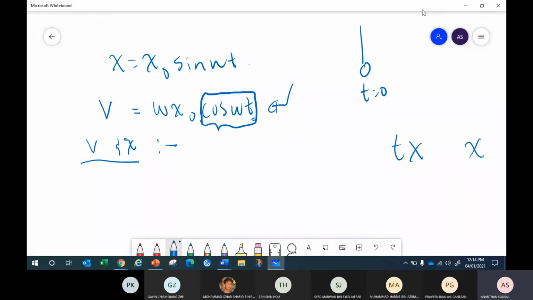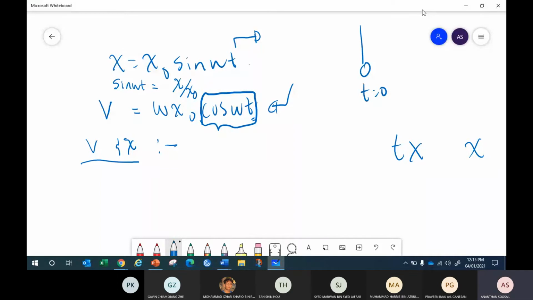So what do we do? Cos omega t is what? To find cos omega t, we use the top formula, x equals x naught sine omega t. If you make sine omega t the subject, how's the equation going to look? x over x naught, correct? It's going to be x over x naught.